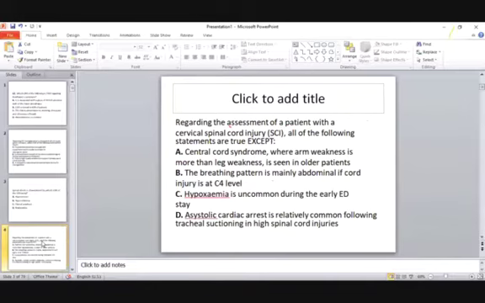Regarding the assessment of a patient with cervical spinal cord injury, all of the following statements are true except.